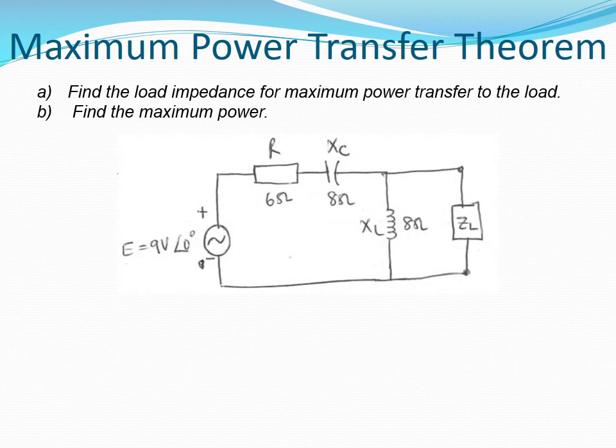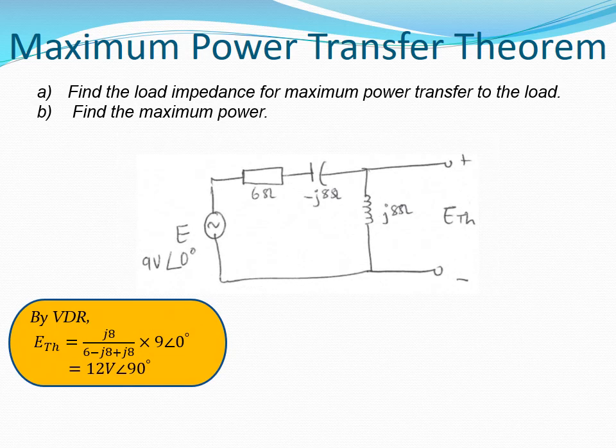In this example, we want to find the load impedance ZL for maximum power transfer to the load as well as the value of the maximum power. Basically, to get these values, we use the Thevenin's theorem or the Norton's theorem. In this case, let's use the Thevenin's theorem. We remove the impedance ZL so that we remain with this circuit. The Thevenin's voltage is effectively the voltage across the 8 ohm inductance. It is worked out as 12 volts at 90 degrees.